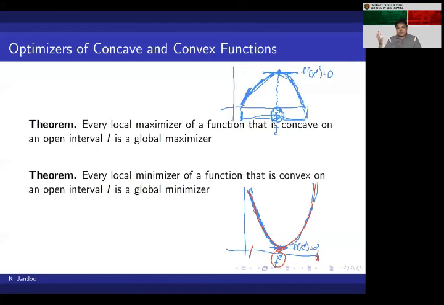So that's the beauty of concave and convex functions: for concave functions, once you find the local maximizer, that is also a global maximizer. In convex functions, if you find the local minimizer, that's also a global minimizer. So those are the good properties of concave and convex functions.